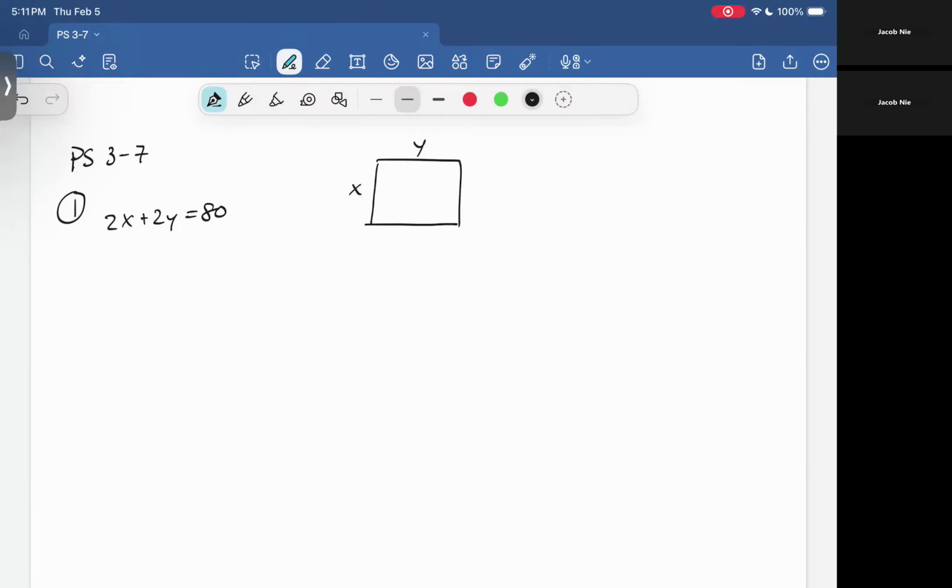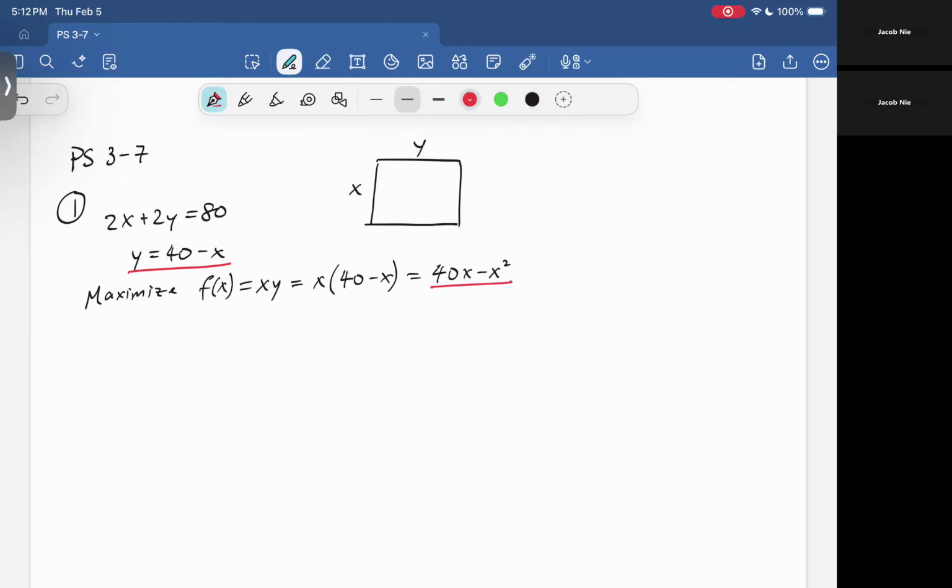And we're trying to maximize, or let me first write Y in terms of X, right? So if 2x plus 2y equals 80, that means y equals 40 minus x. And we're trying to maximize f of x equals xy, right? The area. And that is also equal to x times 40 minus x, which equals 40x minus x squared.